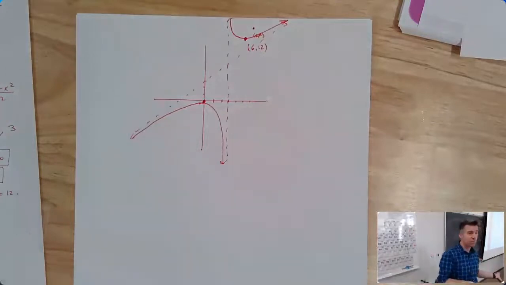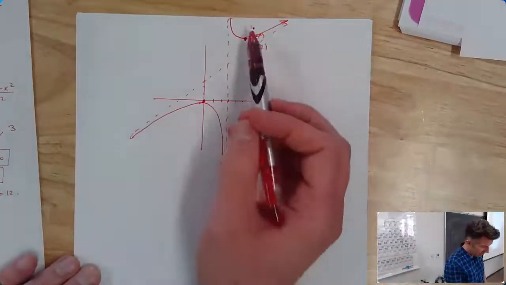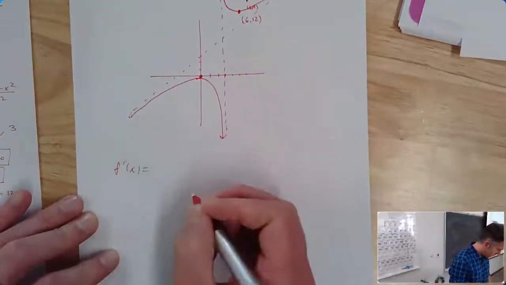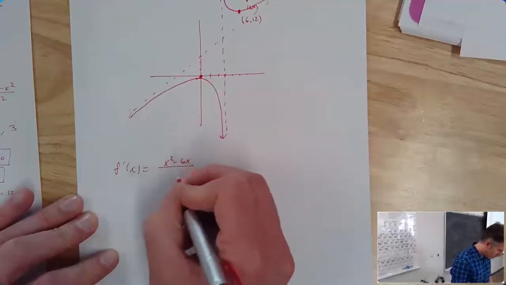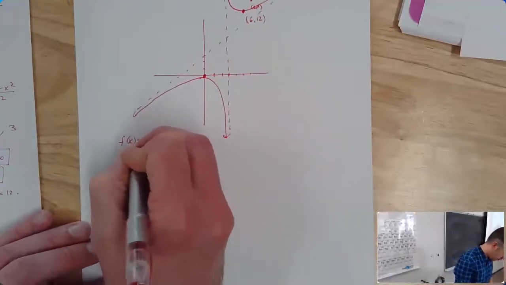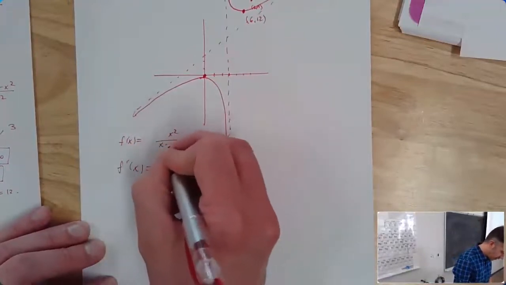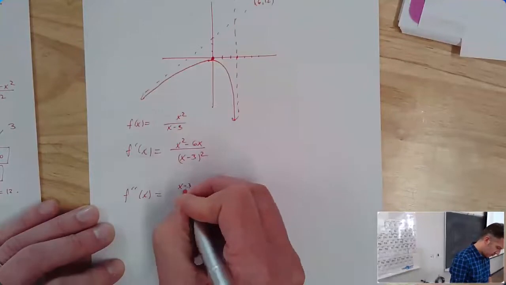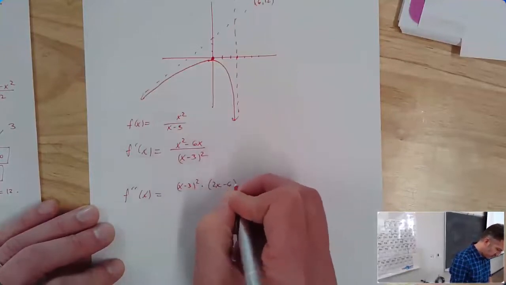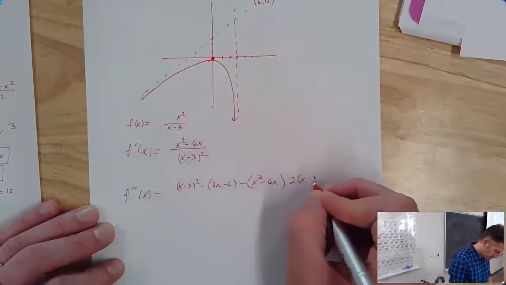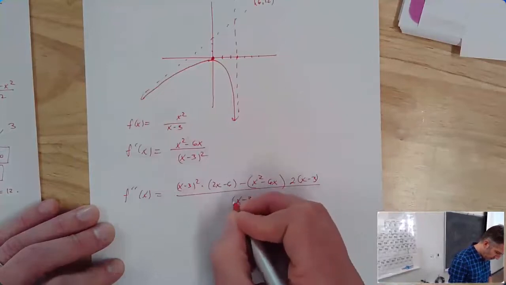Now, looking at this, we should be able to confidently say it's probably going to be concave down over here. It's probably going to be concave up over here. Well, let's find the second derivative. So my first derivative was (x squared minus 6x) over (x minus 3) squared. My original function, just for completeness' sake, was x squared over x minus 3. And my second derivative: bottom times the derivative of the top, minus the top times the derivative of the bottom, which is 2 times (x minus 3), all over the bottom squared.